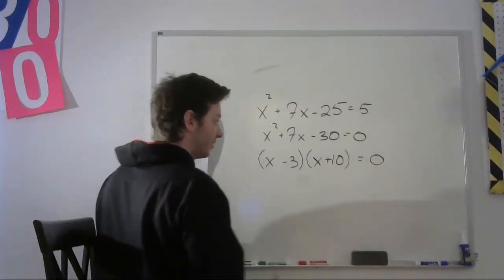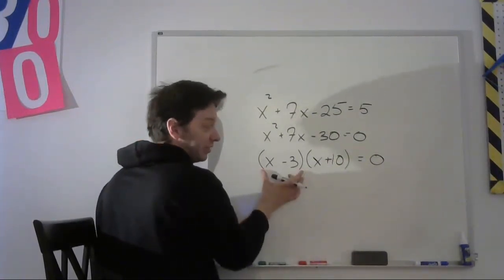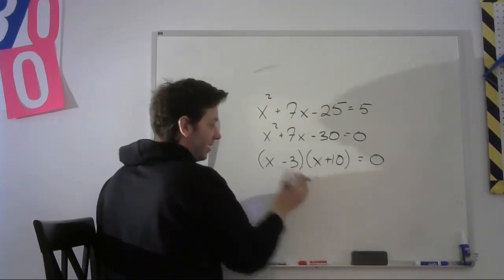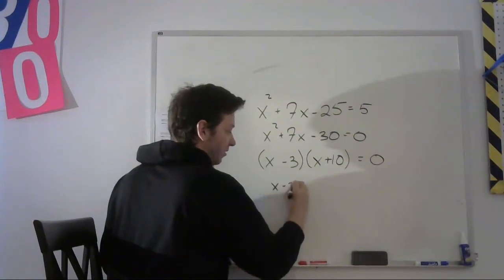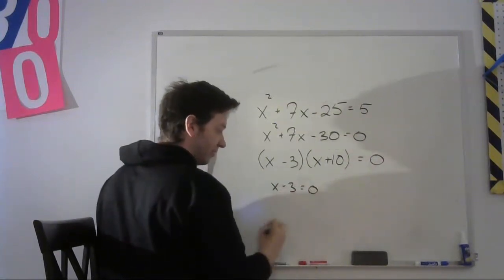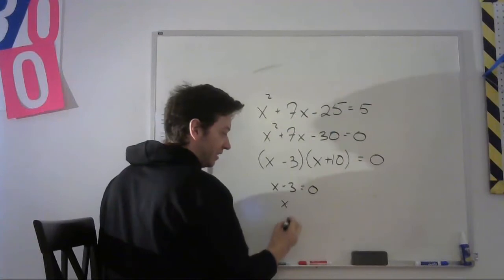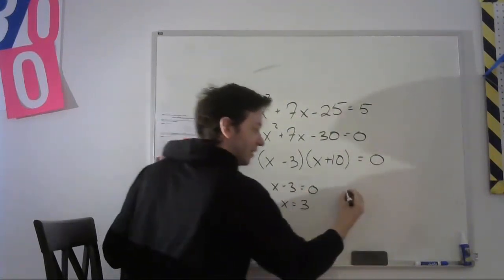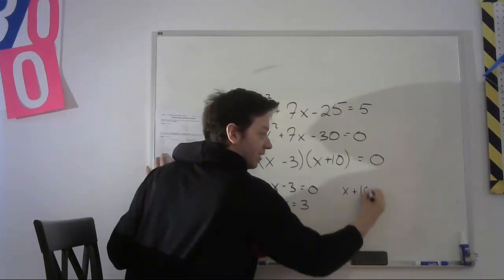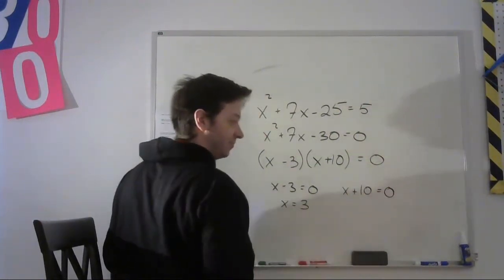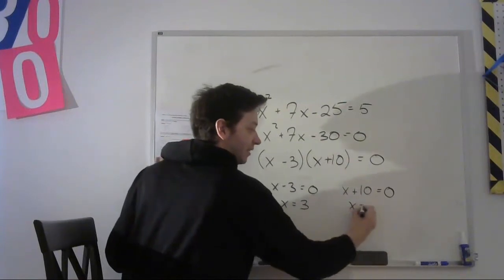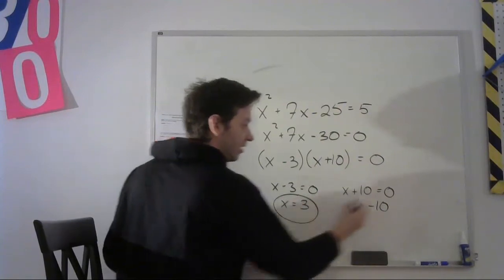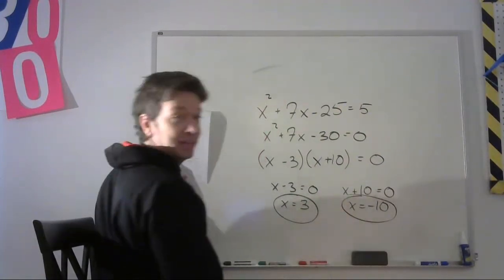Right? And then to find a solution, this bracket could equal 0, or this bracket could equal 0. To make this bracket 0, we have x minus 3 equals 0. Solving for x, bring minus 3 to the other side, x equals 3. For this bracket to equal 0, we have x plus 10 could equal 0. Solving for x, x equals negative 10. So here are your two solutions, 3 and negative 10.